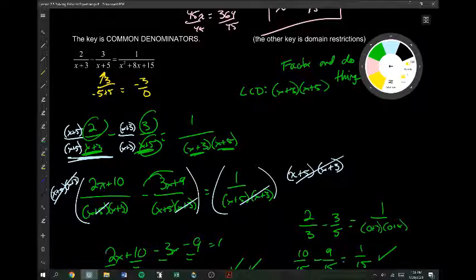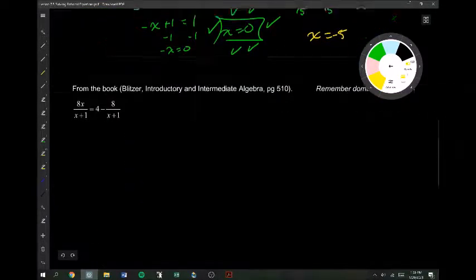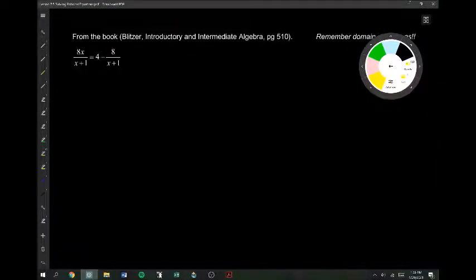So we actually knew from the start that there's two things we couldn't have. We couldn't have negative 3 and we couldn't have negative 5. So if we got a negative 3 or negative 5, it would have been no solutions. And that's why these domain restrictions we practiced before are so important. They let us know what x can and can't be, and sometimes that becomes a problem. We'll see that here. This is a problem I pulled out of your book.